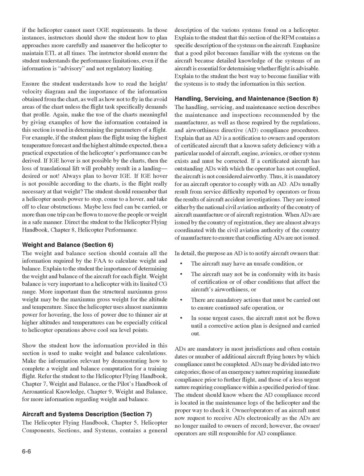Aircraft and Systems Description, Section 7. The Helicopter Flying Handbook, Chapter 5, Helicopter Components, Sections, and Systems, contains a general description of the various systems found on a helicopter. Explain to the student that this section of the RFM contains a specific description of the systems on the aircraft.